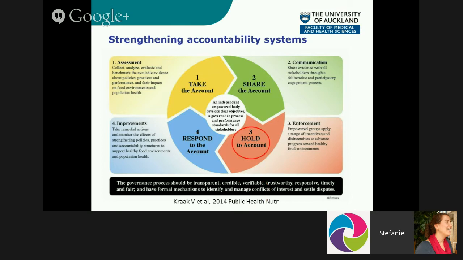So basically the hold to account step is the most difficult one and also the weakest. The main levers to hold the food industry to account sit with government, like regulations, taxes, use of food procurement, and things like that. The levers which are actually available for civil society to hold governments and the private sector to account are usually quite weak, and so civil society has had limited success in pressuring governments and the private sector to act strongly enough to reduce obesity.